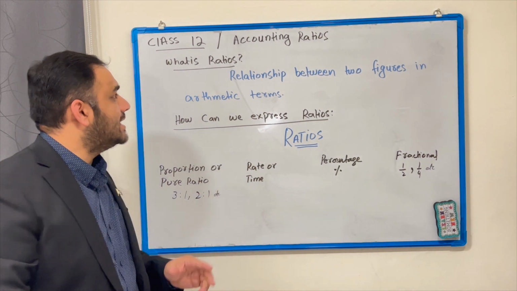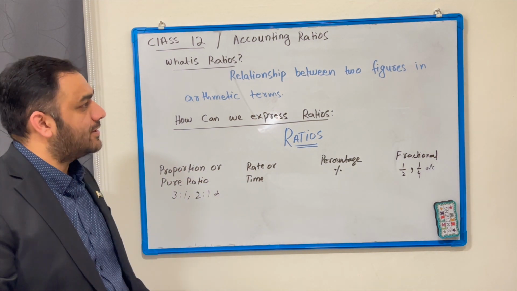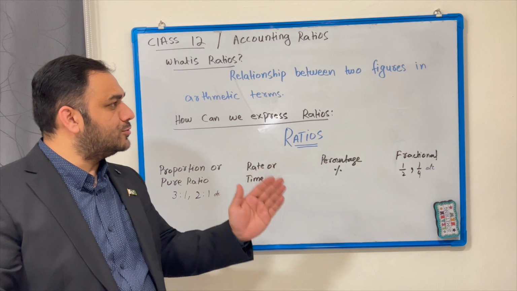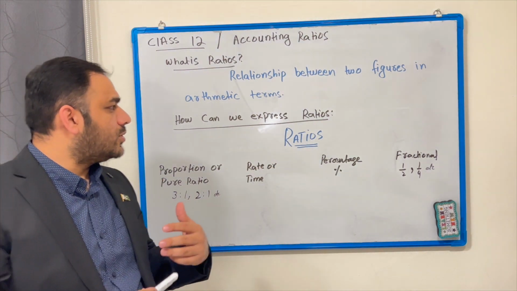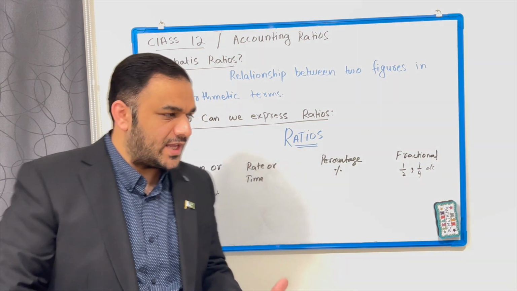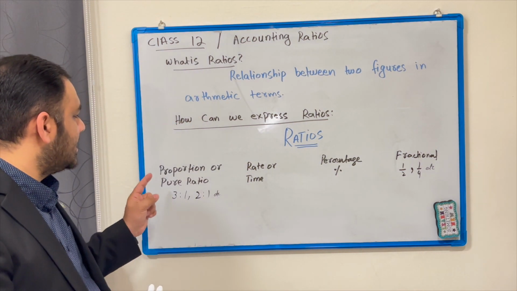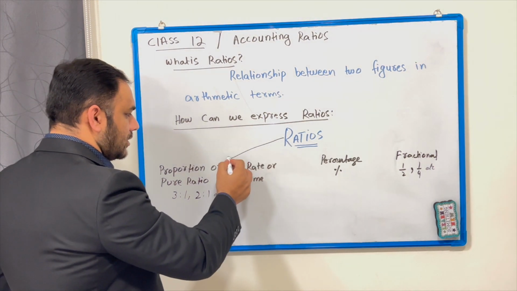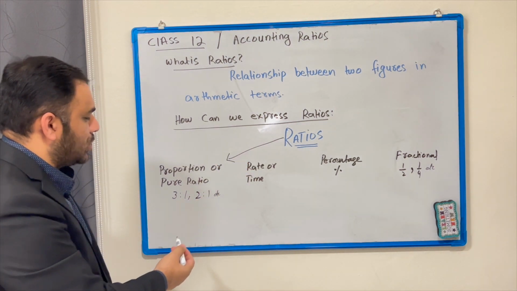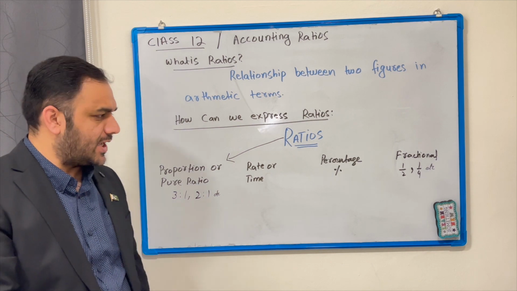First of all, we see what ratios are. A ratio is a relationship between two figures in arithmetic terms. Then how can we express ratios? Ratios can be expressed in proportion or pure ratios. For example, 3:1, 2:1, it can be expressed like this.